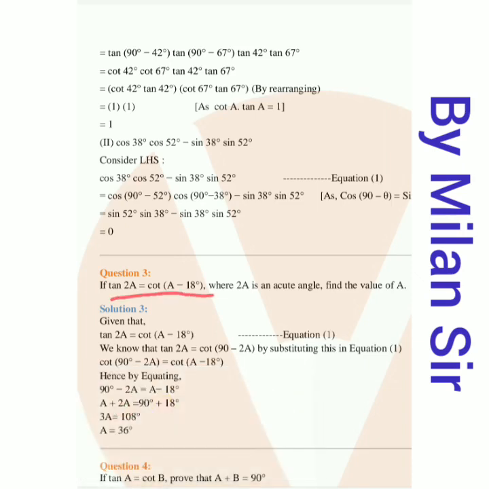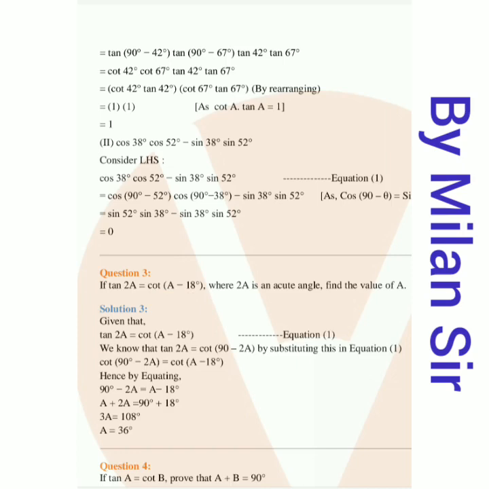These things are given in the question. Tan 2A is equals to cot A minus 18. We do not need to prove this. Okay, but from here we need to find angle A, and it is given that 2A is an acute angle.